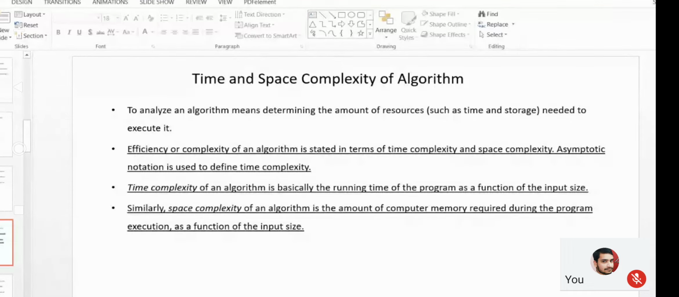Now I am giving you another real life example. Suppose I am giving you one assignment. What will be the first question from your side? The question is, sir, what will be the time duration?